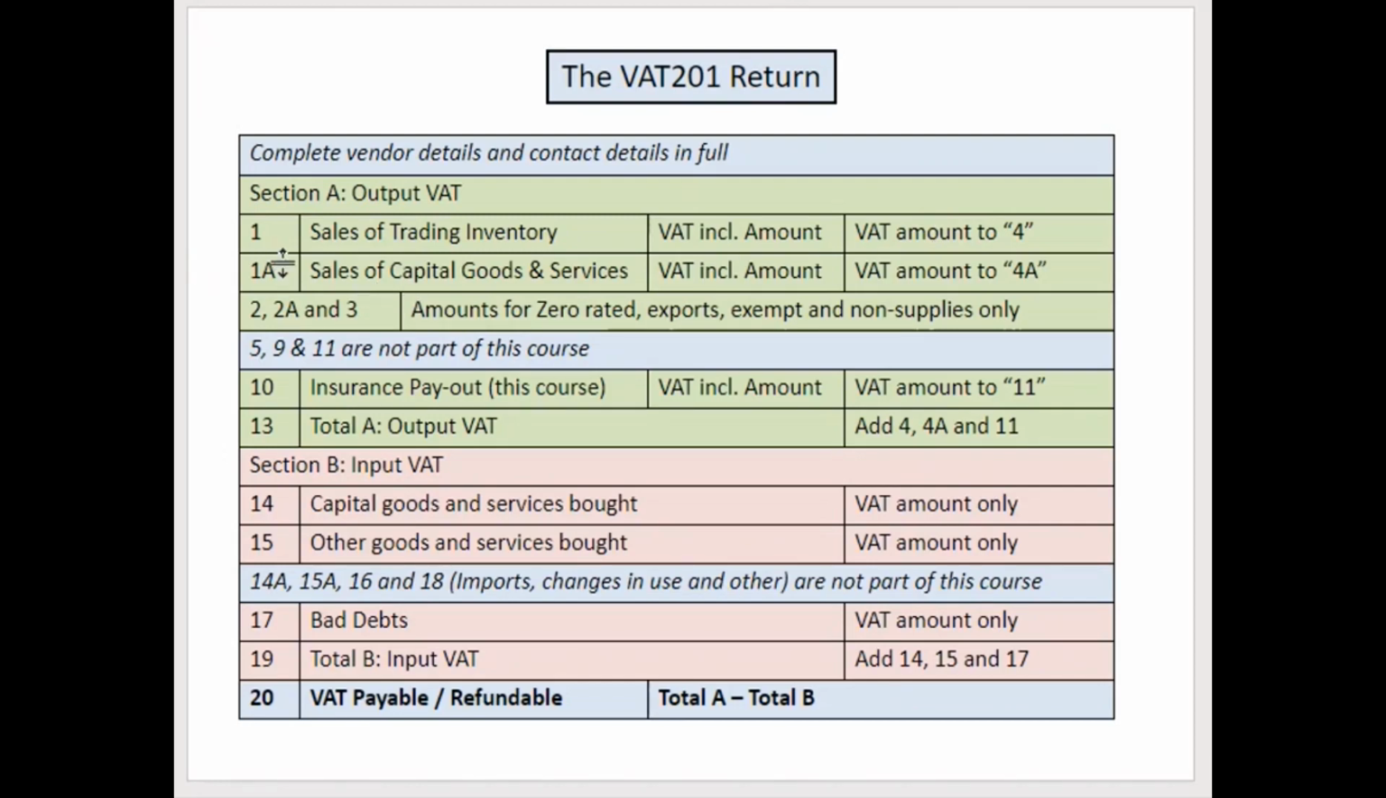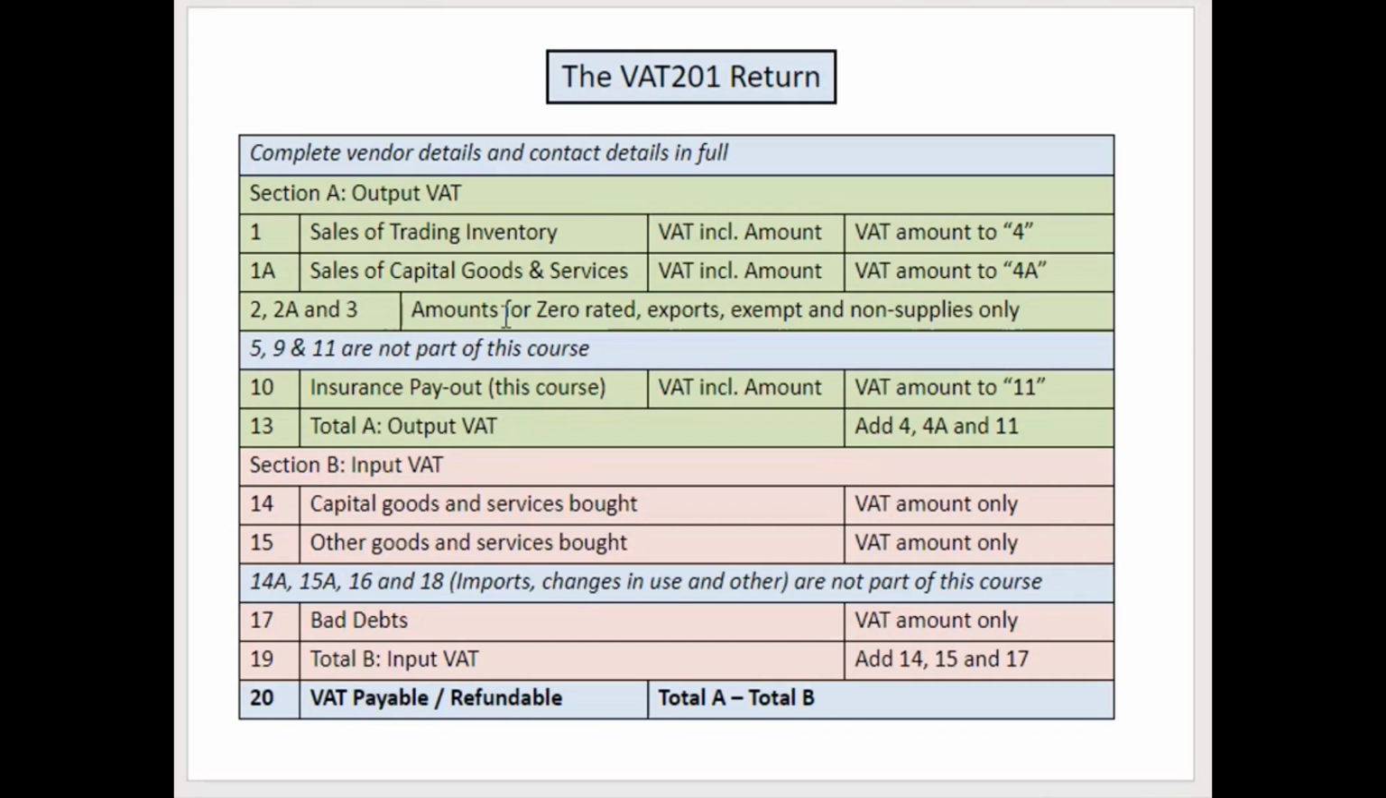Then there is a second thing, which is under point 1, but it's point 1A. It is the sales of capital goods and services. Capital goods, in your assignment, you sell an old computer, or sometimes an old delivery vehicle. Those would be capital goods. They're not trading inventory. And then there are always services for which you also get money. So both the sales of your capital goods and your services will be included under 1A. Once again, you record the amount inclusive of VAT, then you calculate the VAT and you post it under 4A. Then we have sections 2, 2A and 3.